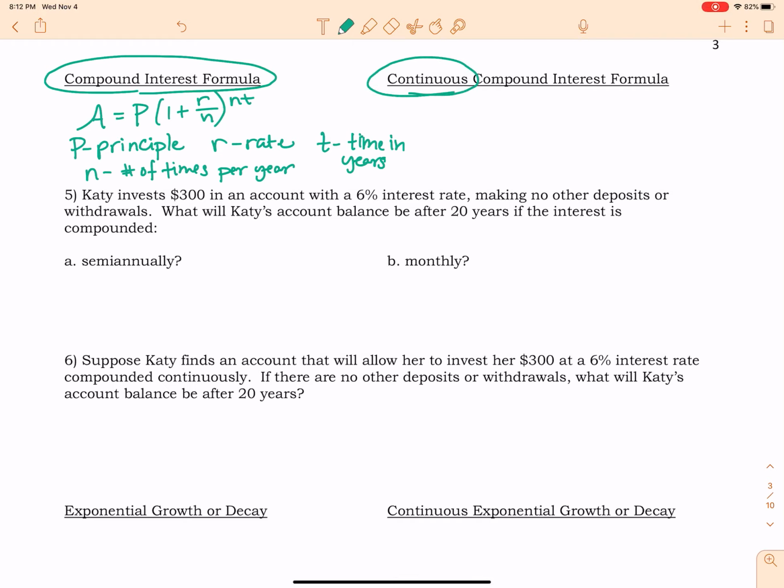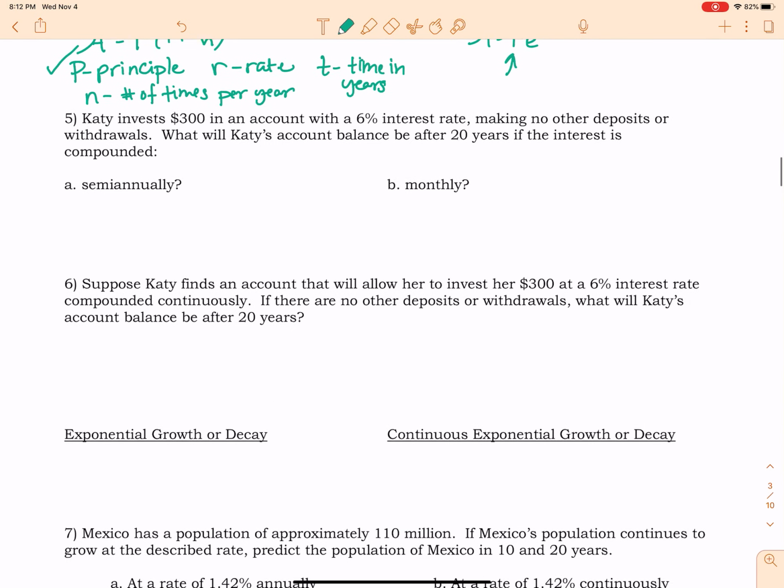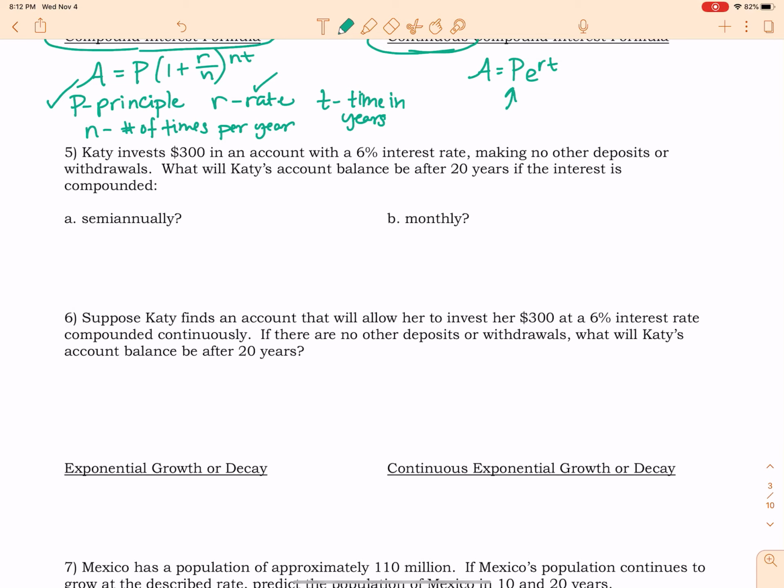Continuous compound interest formula looks a little different. It requires the use of the Euler number. So again, the P here is the principal. The e, of course, is the Euler number, and it's a value, so we don't really define it as e. We know that it's 2.718. R is the rate, T is the time in years.